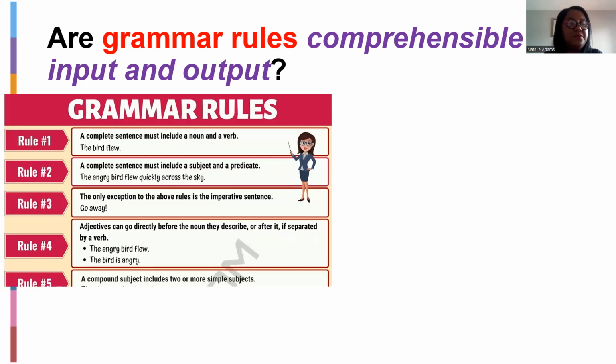Then there's another rule, rule number 2. A complete sentence must include a subject and a predicate. Yes, the angry bird flew quickly across the sky. So yes, that's another rule.